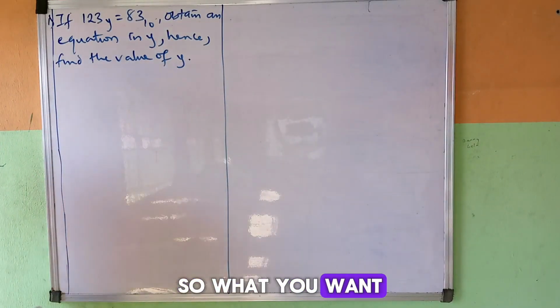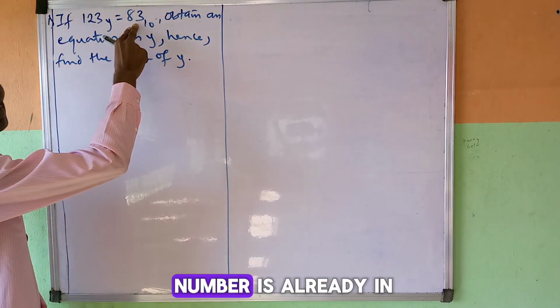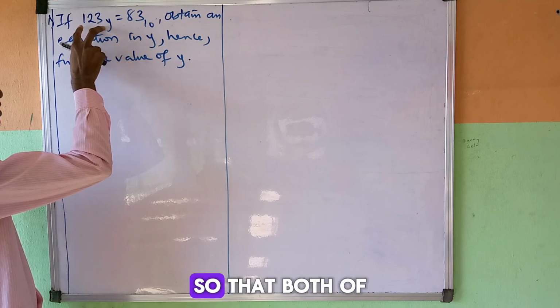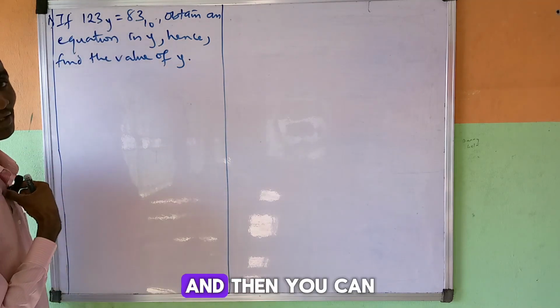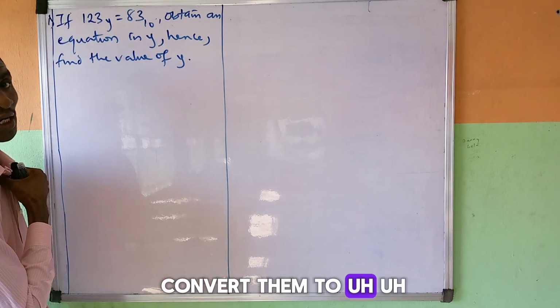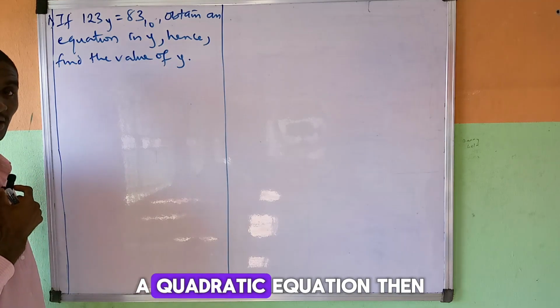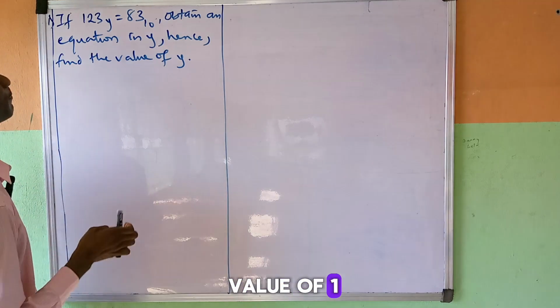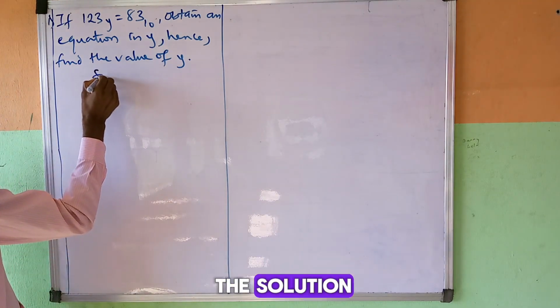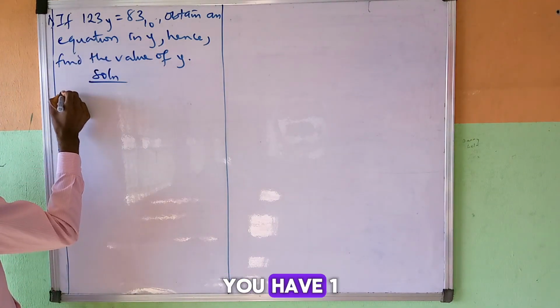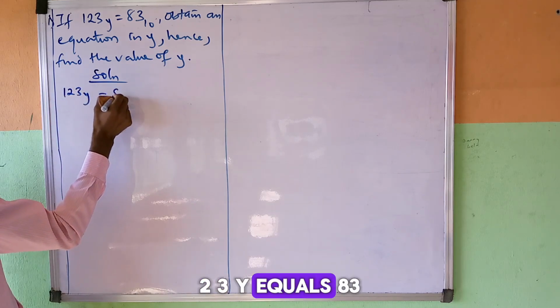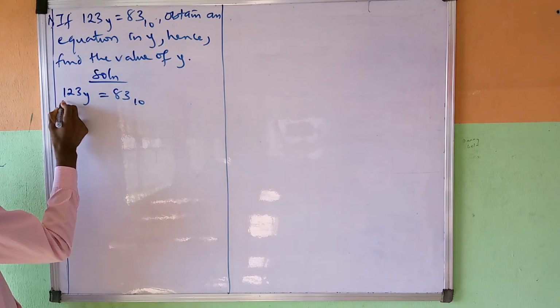So what you want to do is this: this number is already in base 10, so you have to convert this to base 10 so that both of them will be in base 10, and then you can convert it to a quadratic equation, and then you can find the value of y. So come with me. The solution: you have 123 base y equals 83 base 10.